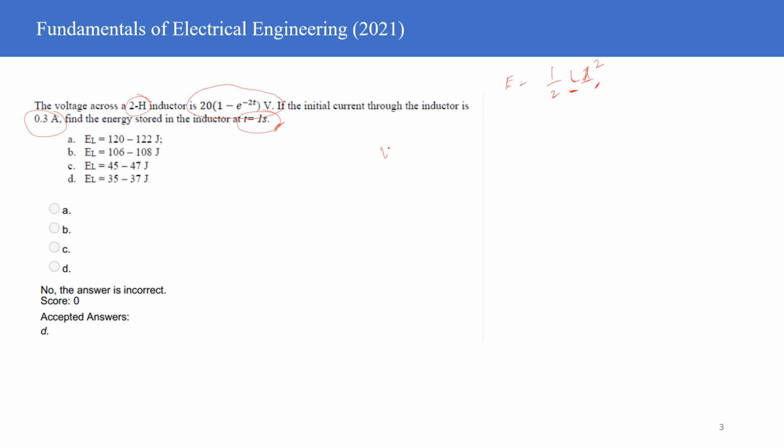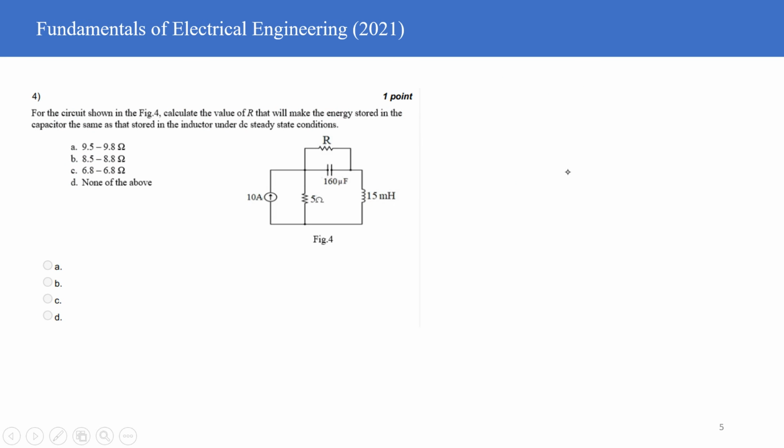Again, we have the same basic equation, V equals L di by dt. You have your voltage equation available with you as 2(1 minus e to the power minus t) minus 2t, and you have your L. You can put that in a denominator, and you can write it as di.